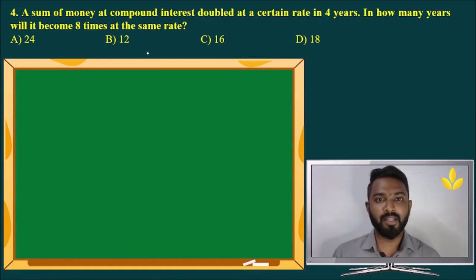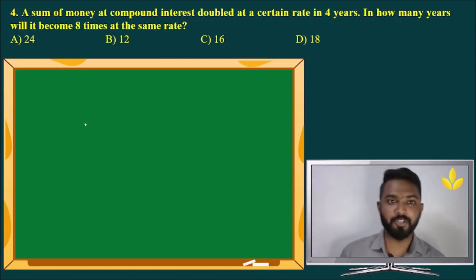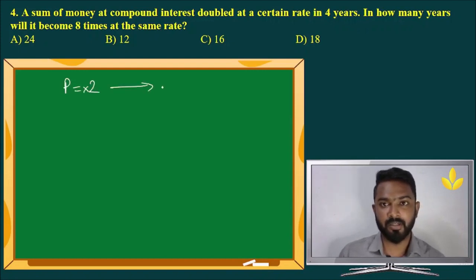A sum of money at compound interest doubled at a certain rate in 4 years. In how many years will it become 8 times at the same rate? This question again has a beautiful shortcut. The data is the principal becomes 2 times. In how many years? In 4 years. So it will become 8 times in how many years?